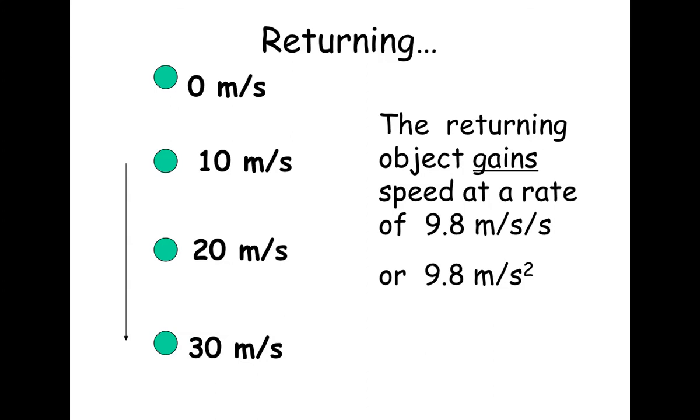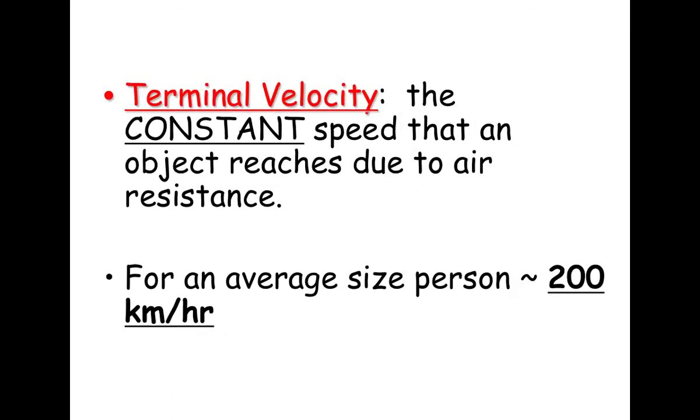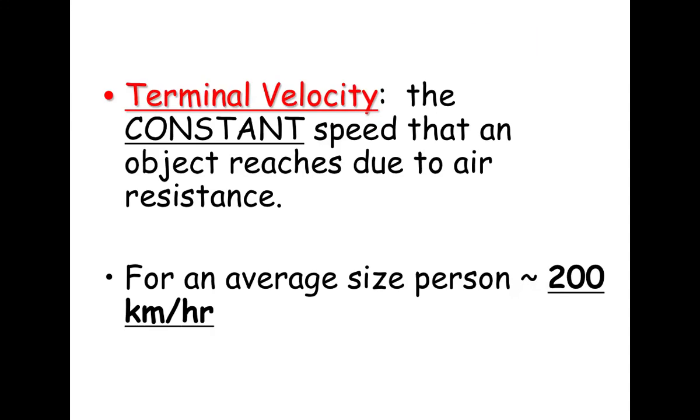Now, objects in free fall gain speed until they reach something called terminal velocity. This is the constant speed that an object reaches due to its air resistance. And for an average person, that's about 200 kilometers per hour.